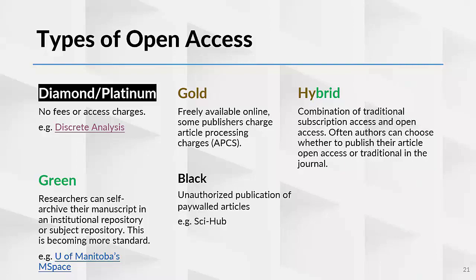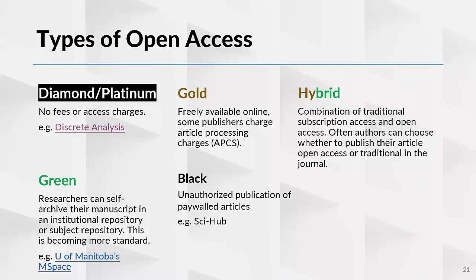There's also journals that are hybrid. So these combine traditional subscription access and open access. Often authors can choose to publish their work open access, paying a fee, or they can just publish traditionally, right? They can not pay a fee, but then that article or that work is not going to be available to the general public, only people who subscribe to that journal. And again, it's very expensive.